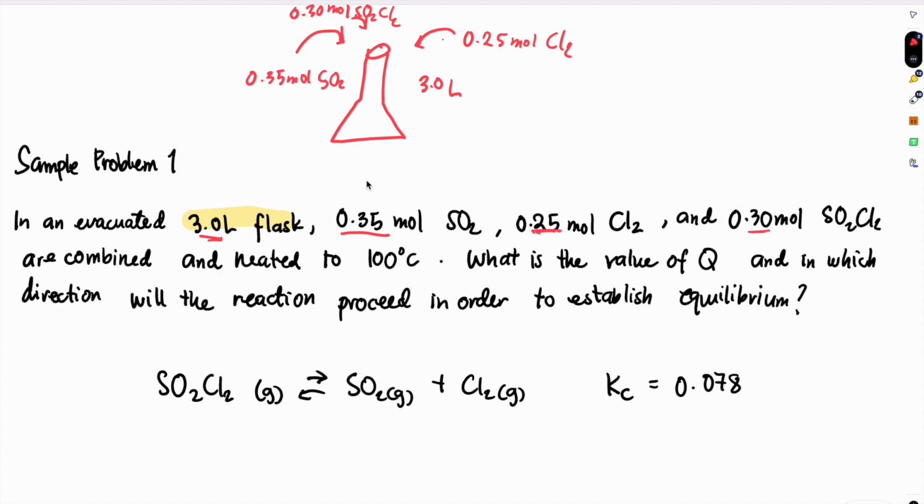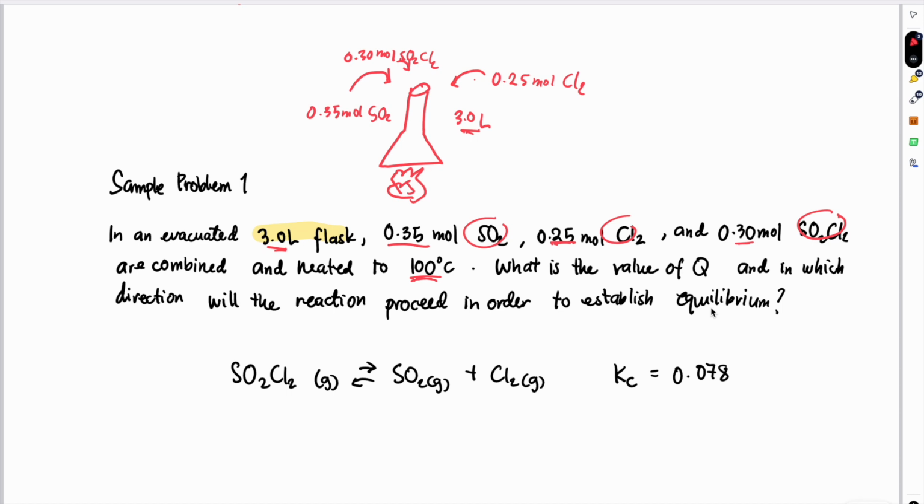They are combined and heated at what? 100 degrees Celsius. This is the particular point in time. At 100 degrees Celsius, SO2 and Cl2 are combined in a 3-liter flask. The question is, what is the value of Q and in which direction will the reaction proceed in order to establish equilibrium? So, I hope that is clear. What is being asked is, what is Q and which direction, either reverse or forward, will it proceed to achieve equilibrium? Okay?